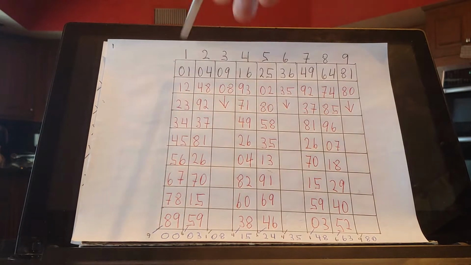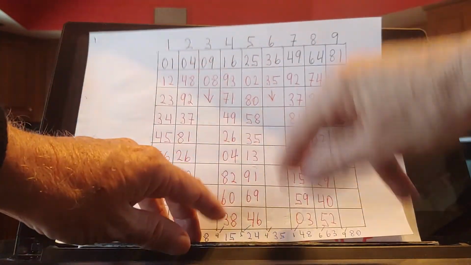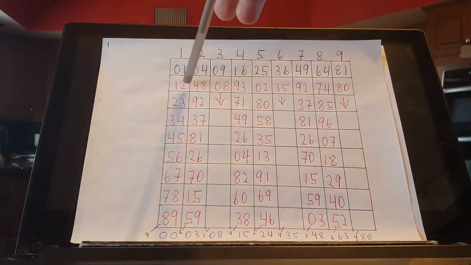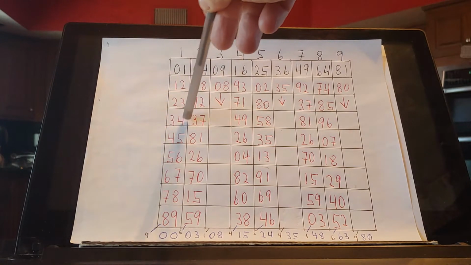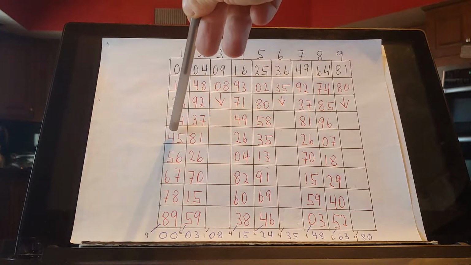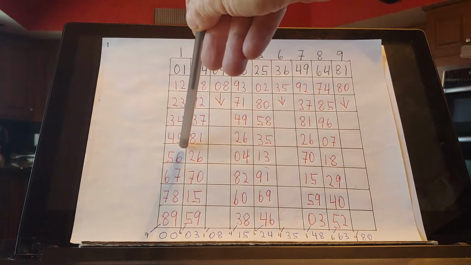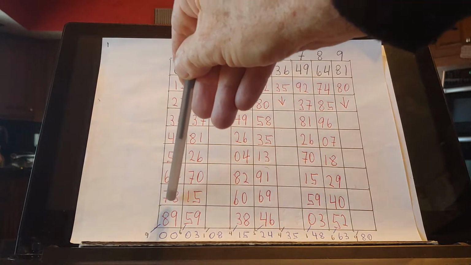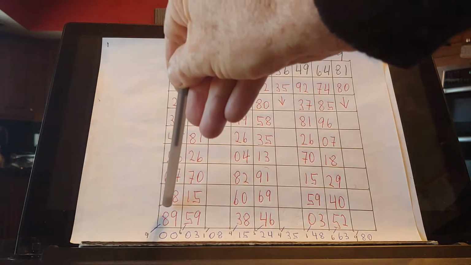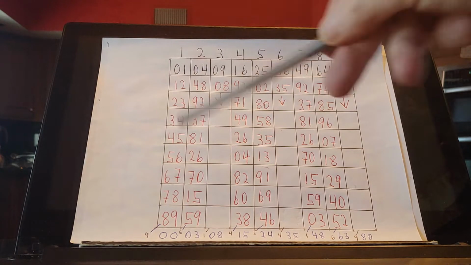And we can be doing it on this side too. So 1 squared is 1, 11 squared is 121, then it goes 12321, then 1234321, then 123454321, 12345654321, 1234567654321, 123456787654321, and 12345678987654321.